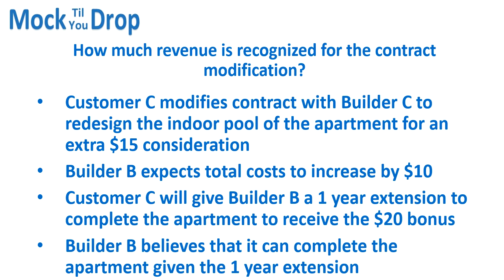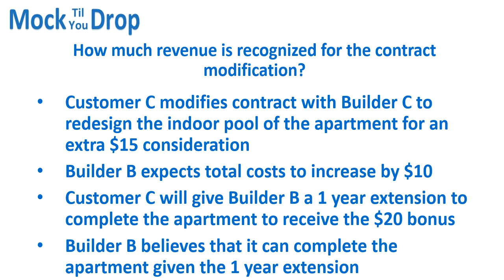Okay, so we just completed year one of construction, and builder B has recognized $50 in revenue. So now we're at the beginning of year two, and customer C wants to modify the contract to redesign the indoor pool for an additional $15 in consideration. So this makes the total consideration $115, since we started with the $100 in consideration at the start of the contract.